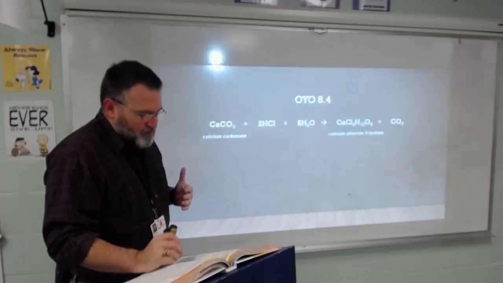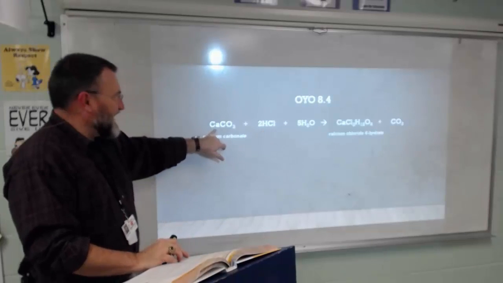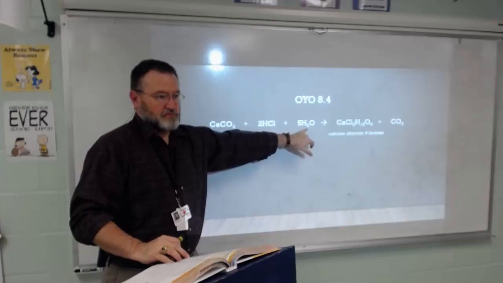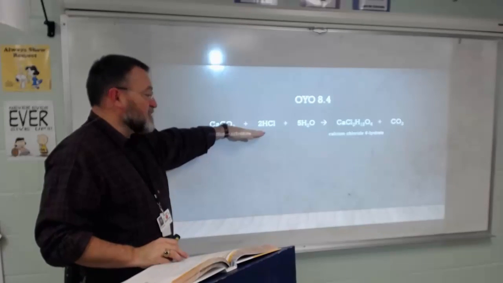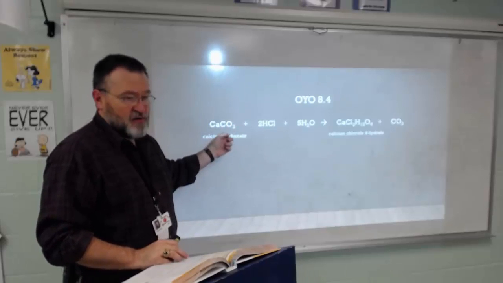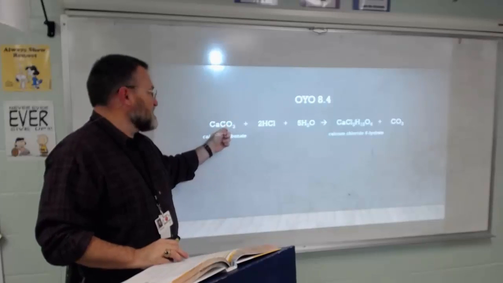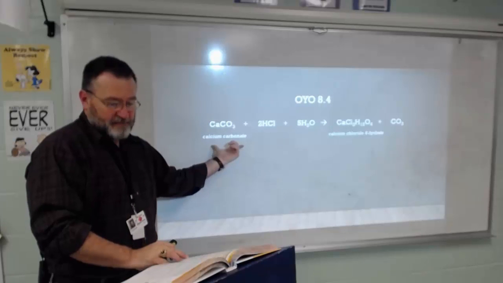If 7.2 moles of hydrochloric acid are added to excess calcium carbonate and excess water, your whole mole ratios are going to be based on the balanced equation, but the amount you actually need is going to be limited by the amount of calcium carbonate. They've made that the limiting reactant by saying you've got plenty of this and plenty of this. So we're only looking at the amount of this.